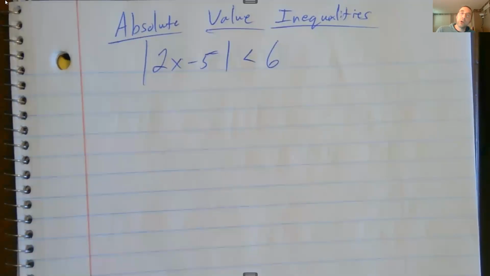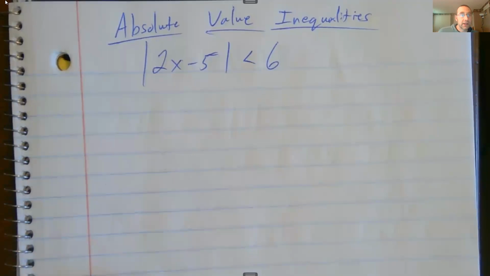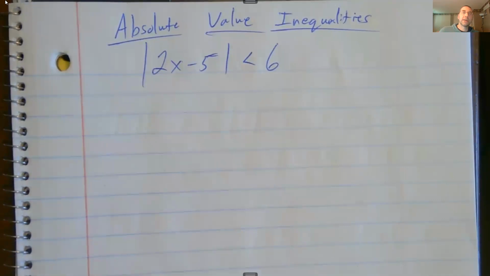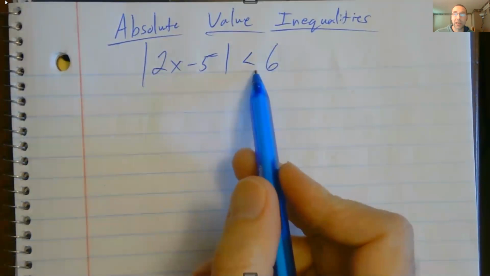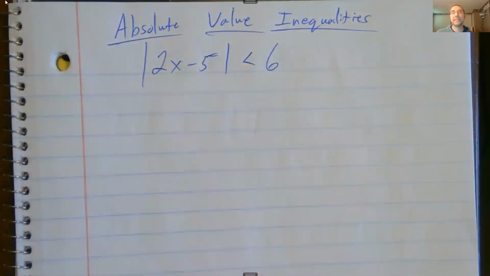In the previous video, we talked about solving absolute value equations. Today, in this video, we're going to talk about solving absolute value inequalities. So the big difference we see here is that we have an inequality, a less than sign, instead of an equal sign, instead of an equation.